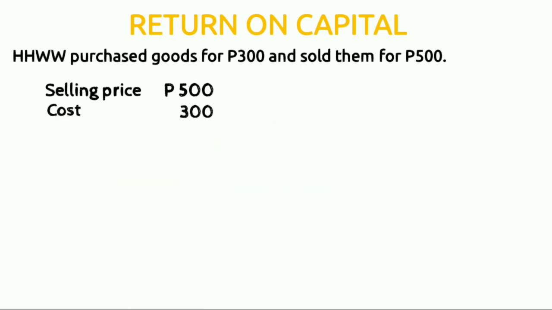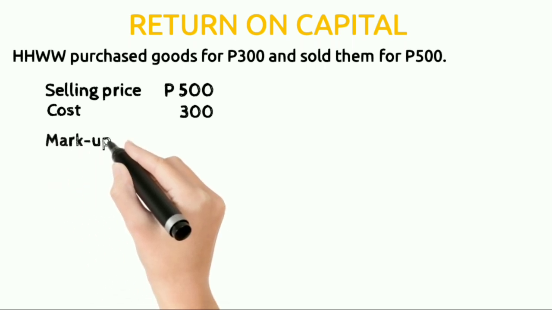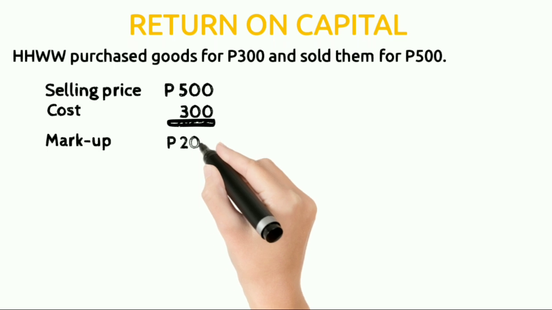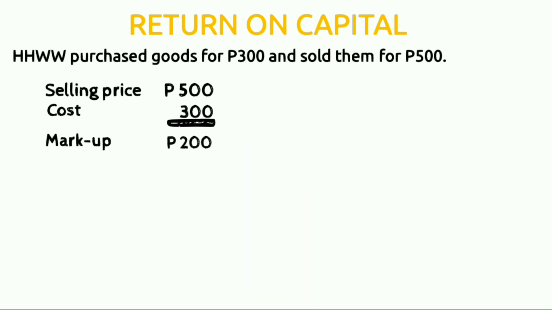Now, we will get the difference between 500 and 300. 500 minus 300 ay 200. Yan yung magiging tubo niya. And the accounting term for that is markup, tubo. Okay, so the markup is 200 pesos. Ang tanong is, alin sa tatlo ang magiging return on capital natin?